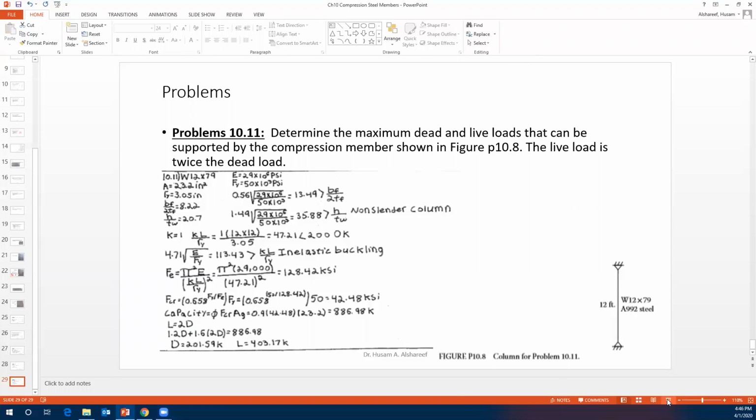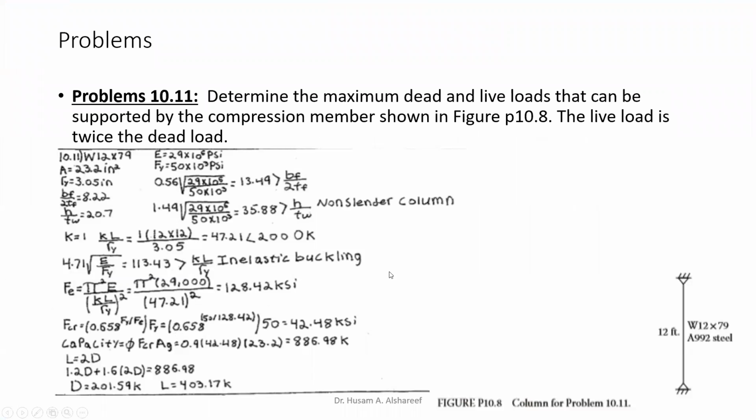Hello, everyone. Let's work on problem 10.11, excuse me. So the problem statement reads, determine the maximum dead and live loads that can be supported by the compression member shown in the figure, this figure here, okay? The live load is twice the dead load.